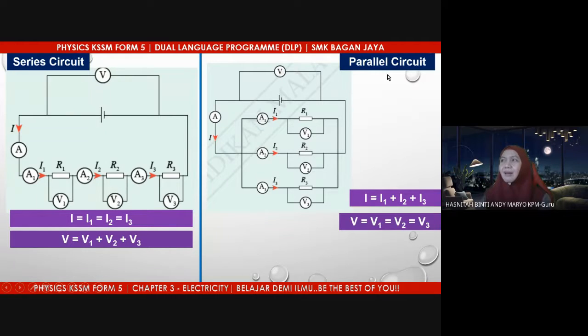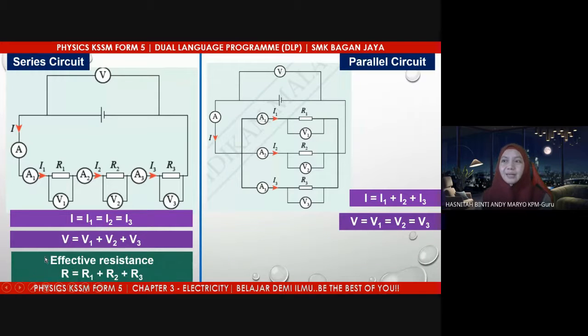Okay, but for parallel circuit, it is opposite. All V are the same. For example, if the voltage supply is 1.5 volt, so here will be 1.5 volt, here also 1.5 volt, and at the third also 1.5 volt. Sama for parallel. Okay.